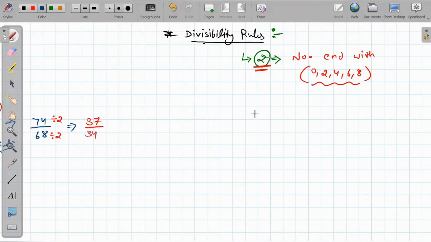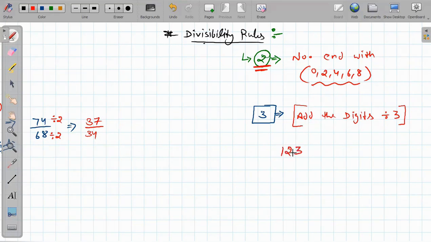Now in the same manner, you can decide for 3 as well. How do we decide a number will be divisible by 3? Do you know the rule? No. Okay, let's learn about that. It's a simple task. Add up the digits. Then you will get a number, and try dividing that number by 3. If that number is divisible by 3, the original number will also be divisible by 3. For example, let's say 123, is it divisible by 3?